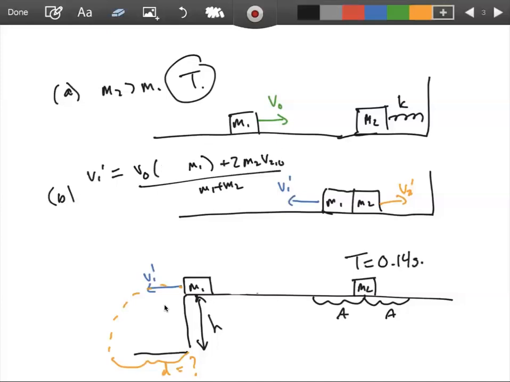I got that backwards. Sorry. That's M1 minus M2. Everything else is true. And then simultaneously, V2 prime would be equal to V2 initial times M2 minus M1 plus 2 times M1 V1 initial, which is what we call V0 in this case, all divided by M1 plus M2. So these are the most general solutions for an elastic one-dimensional collision.